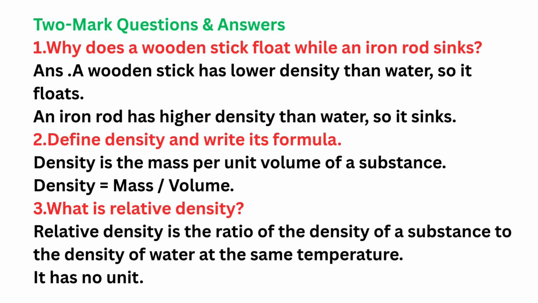Next, let's see 2 more questions and answers. Question number 1: Why does a wooden stick float while an iron rod sinks? Answer: a wooden stick has lower density than water, so it floats. An iron rod has higher density than water, so it sinks.